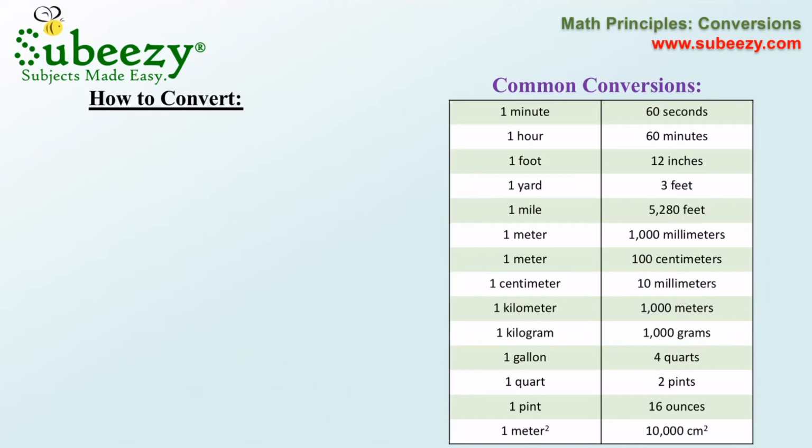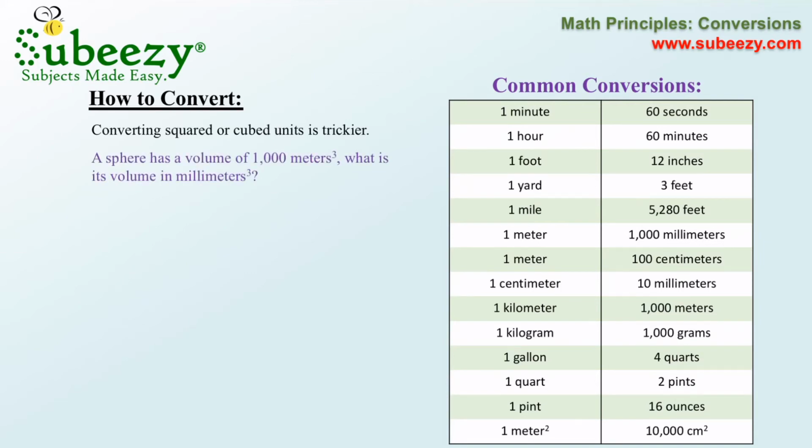Now, converting squared or cubed units is a little trickier. Consider the following. A sphere has a volume of 1,000 meters cubed. What is its volume in millimeters cubed? The key is to recognize that meters cubed is equivalent to meters times meters times meters. Anything cubed is just itself times itself a total of 3 times. If you had 3 cubed, it would be 3 times 3 times 3. So the unit meters cubed is really meters times meters times meters.